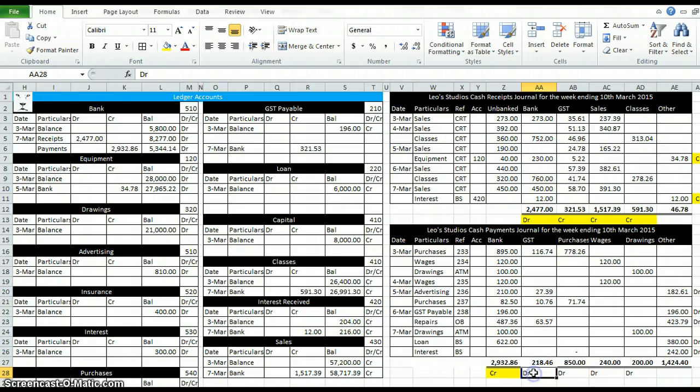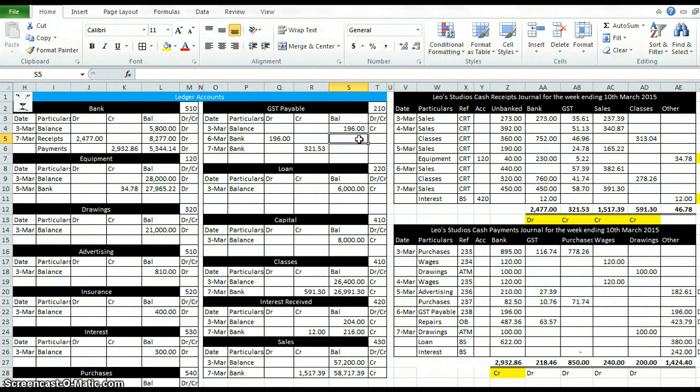Next one, GST. Now GST's got a funny one here because there's something on the 6th, so we'll do that first. 6th of the 3rd, bank, and this is paying our GST. Note here that it's telling us to debit GST. So in the debit column, we'll type equals, click on that, and enter. So our GST, we did owe 196. We've paid off 196, so now we owe nothing.